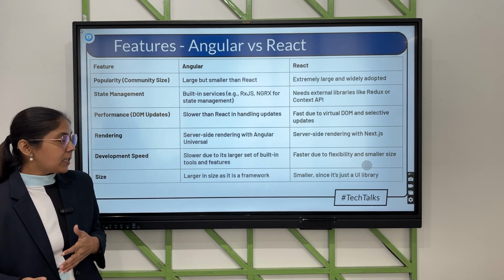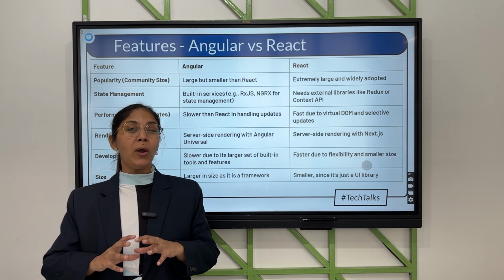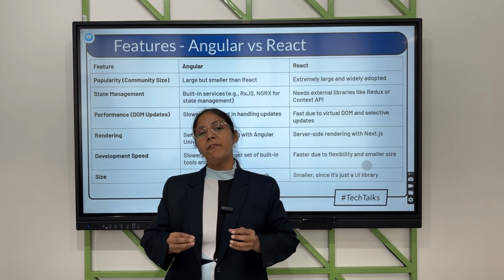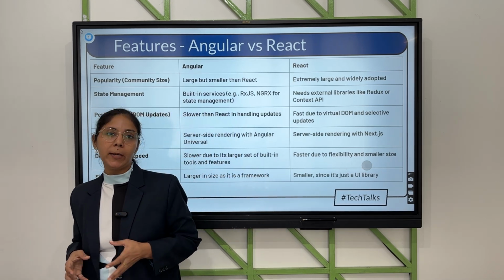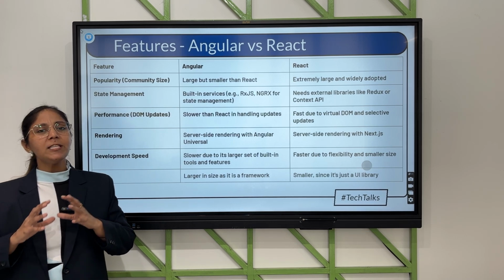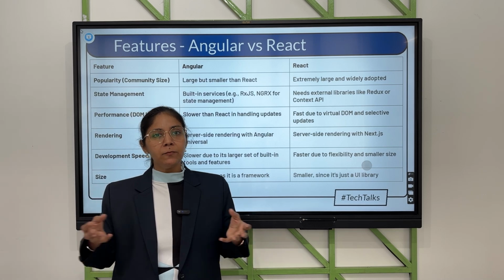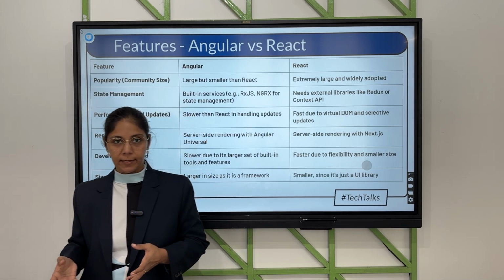Development speed is comparatively slow with Angular because it's a full-fledged framework, so you have to take into consideration every small setting within that particular framework. But as compared to that, React is much faster because it's just a library. So it's just an HTML, CSS and JavaScript project in which you are adding the features of React.